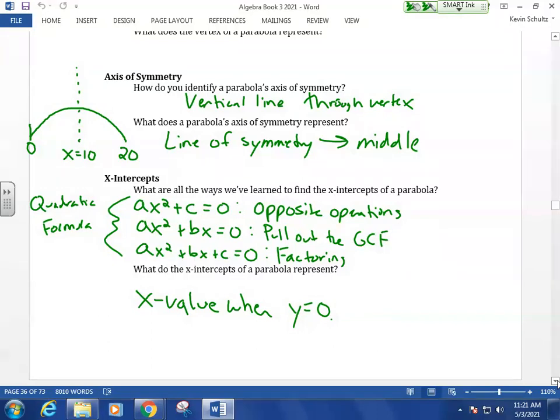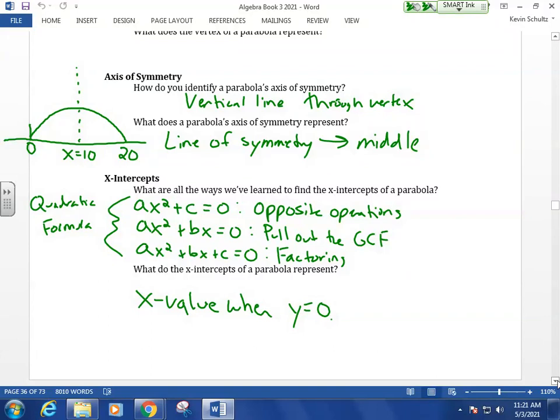Back in our soccer example here, where the ball touches the ground, that's your x-axis, right? The x-intercepts of this parabola would be 0 and 20, where it's kicked and where it lands. And so if you're given the equation of the soccer ball and asked how far did it travel, find the x-intercepts, and then it goes 20 feet, right? So we're going to use some of that stuff today. Questions so far?